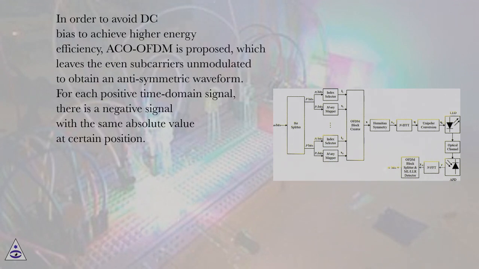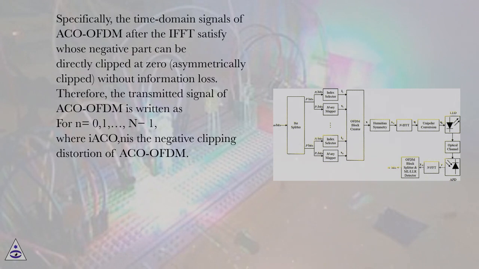In order to avoid DC bias to achieve higher energy efficiency, ACO-OFDM is proposed, which leaves the even subcarriers unmodulated to obtain an anti-symmetric waveform. For each positive time domain signal, there is a negative signal with the same absolute value at a certain position. Specifically, the time domain signals of ACO-OFDM after the IFFT satisfy, whose negative part can be directly clipped at 0, asymmetrically clipped, without information loss.